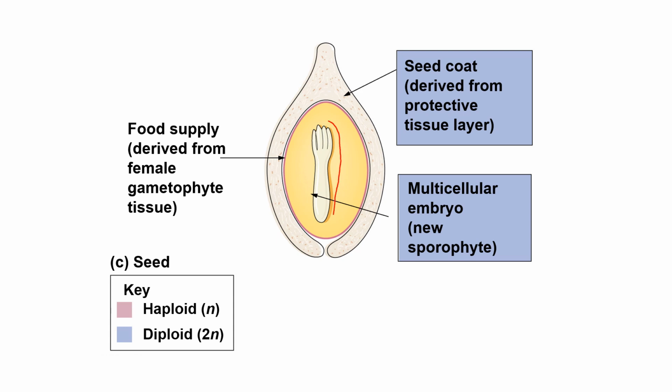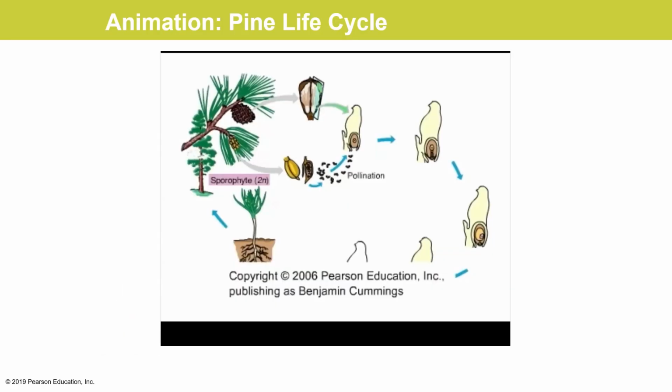So this again is the embryo. And then this yellow part is going to be food. So we have food that is going to be able to nourish this very young plant. And the seed coat is going to protect this from dehydration. So here's a video of the pine life cycle.